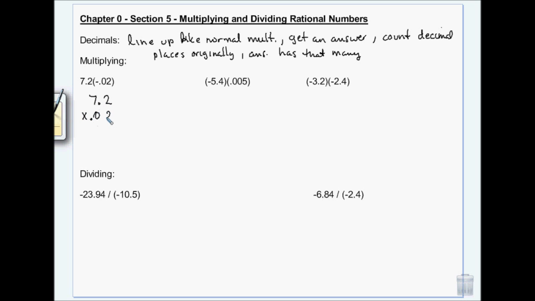Okay, so I'm going to do 7.2 times 0.02. Now I'm going to ignore this negative for now, just knowing that my answer, because I'm doing a positive times a negative, needs to be negative, right? Okay. So if I do 2 times 2, that's 4. 7 times 2 is 14. And if I do the zeros, it's not going to add anything. So I have 1, 2, 3 decimal places in my, did you guys see that? 1, 2, 3. So I have to have 1, 2, 3 here. And then I know it's going to be negative.